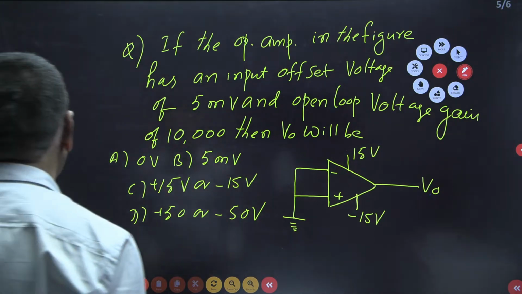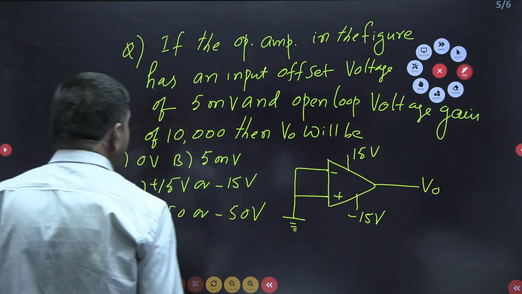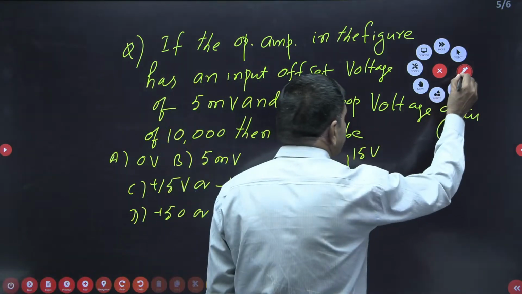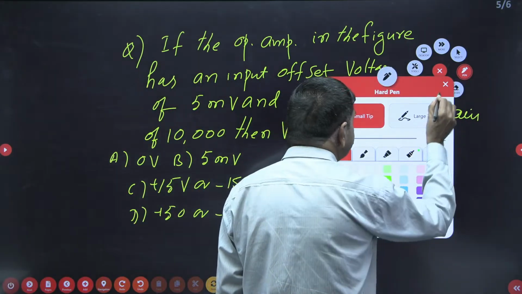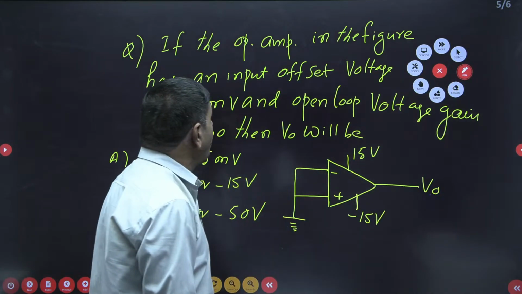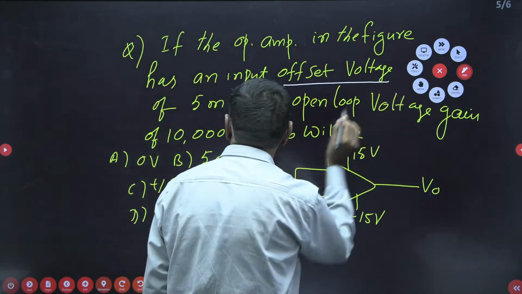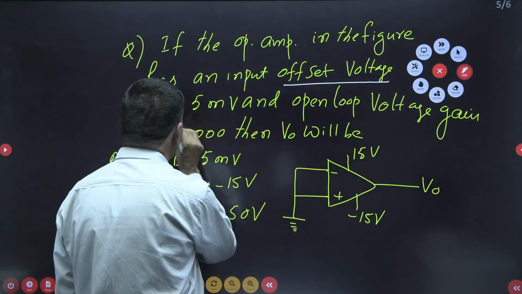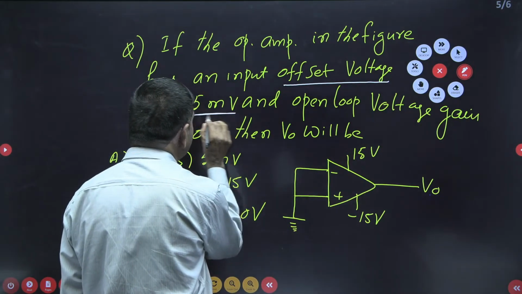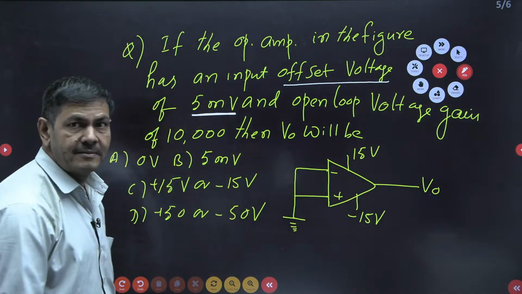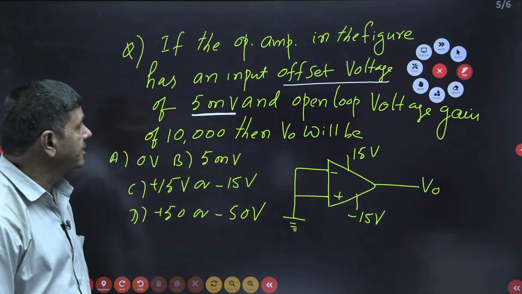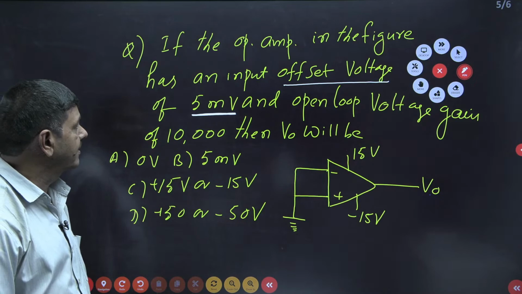What way can we calculate this? But in the problem, please watch what is given. It's a very simple question. The op amp in the figure has an input offset voltage of 5 millivolts, it is specified. Input offset voltage is given.